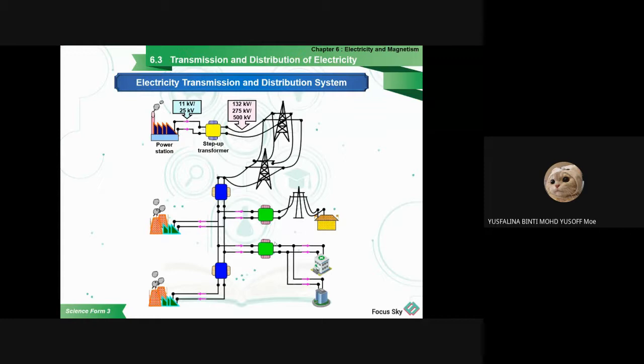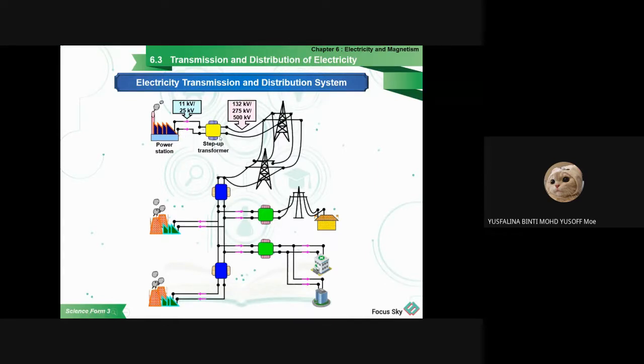Because when electric current flows through a wire for quite some time, it will produce heat. When there is heat, there is energy loss to the surrounding, so we need to step up the voltage to overcome the energy loss due to the heating of the wire. So here, from the power station, it will be stepped up.